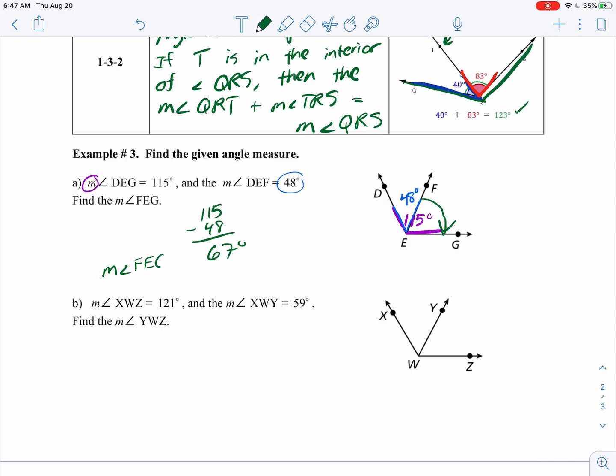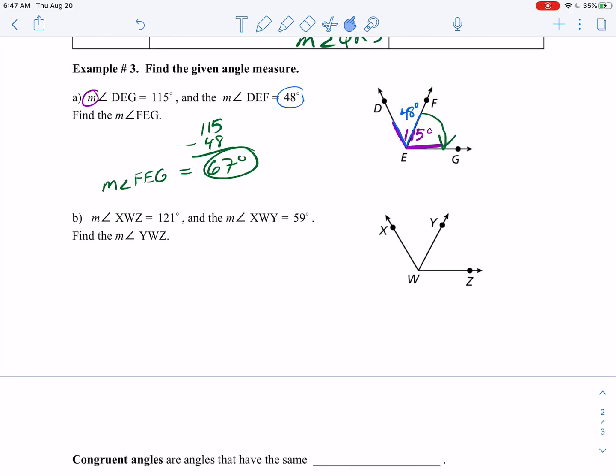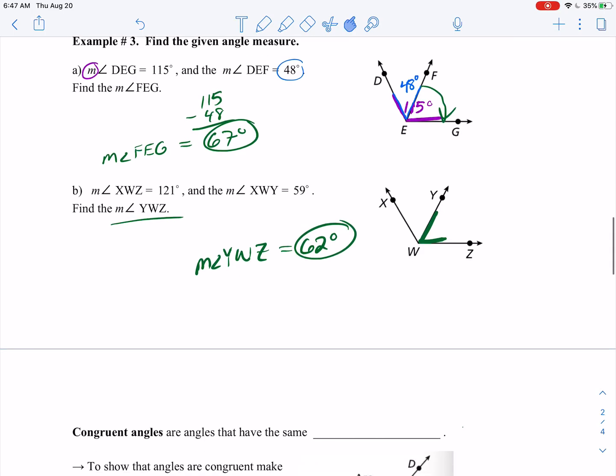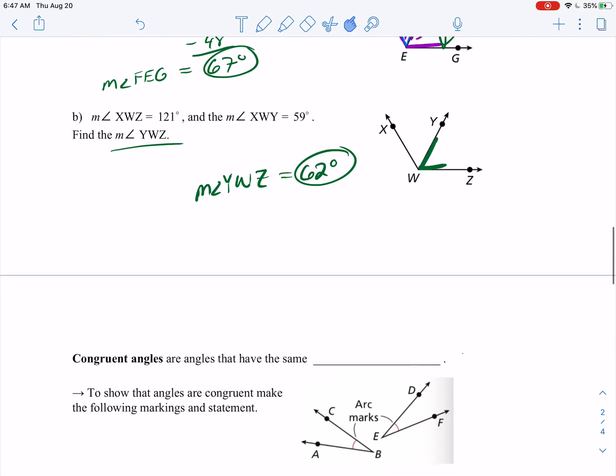For the measure of angle FEG, you can check your work by doing 67 plus 48. Make sure you get 115. All right, why don't you guys go ahead and try and work out B, finding the measure of angle YWZ. You should have gotten 62 degrees. Okay. If you need help on that, we can go over that in class this week.